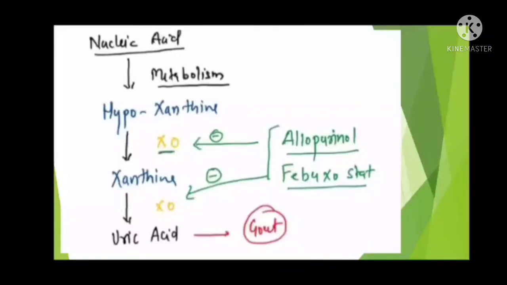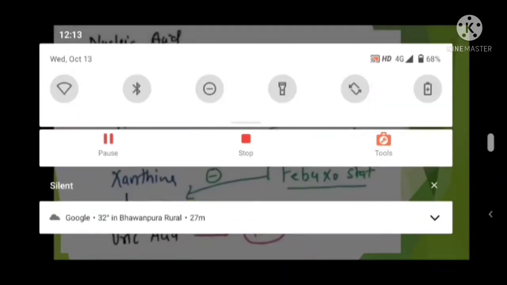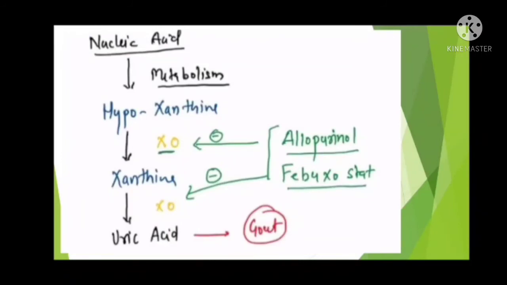Now if a cell dies, it is metabolized into hypoxanthine, and hypoxanthine is converted into xanthine with the help of xanthine oxidase enzyme, and xanthine is again converted into uric acid with the help of the same enzyme, xanthine oxidase. And now we have developed drugs which inhibit this enzyme, and examples of such drugs are allopurinol and febuxostat.